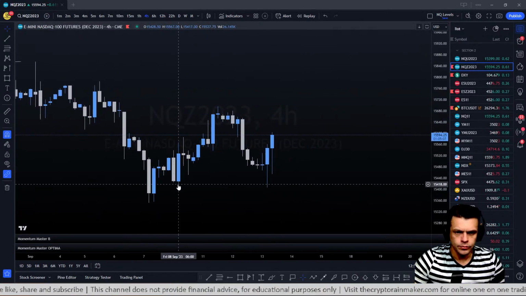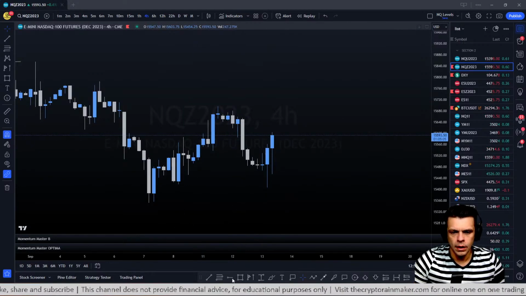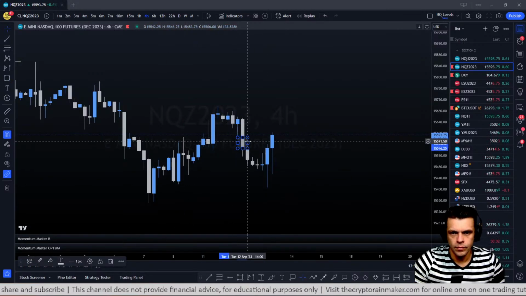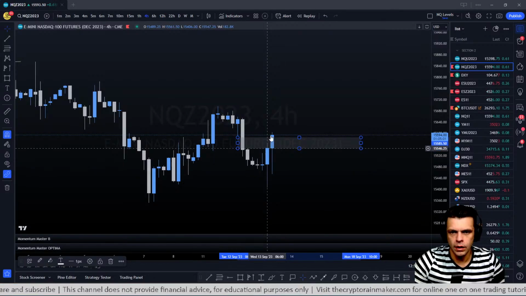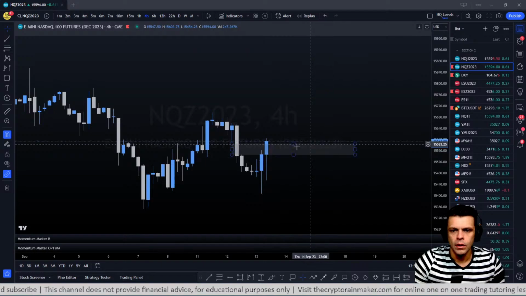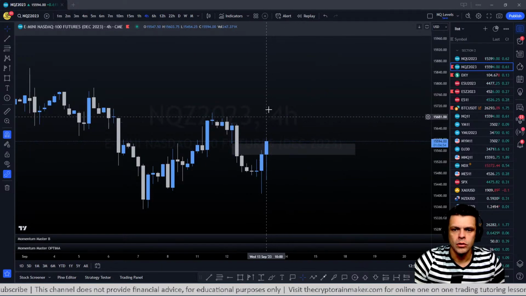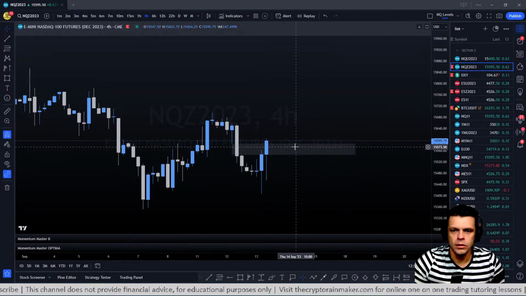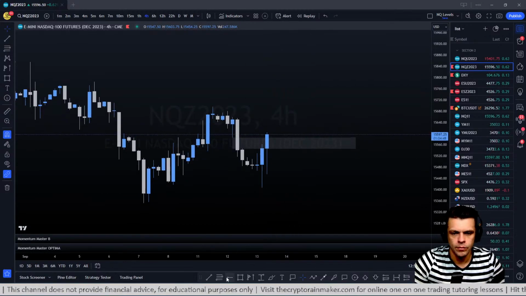Okay, so that was that little imbalance. We moved from about there all the way to it. It looks like this is going to be an inversion fair value gap. So at some point, this might act as support when price action retraces back into this area.